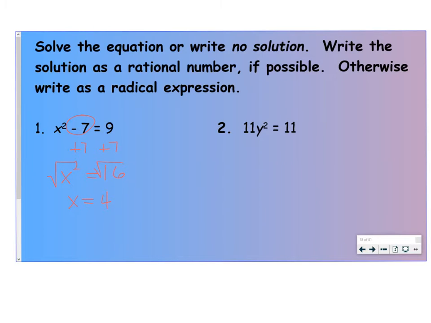So the first thing we're going to do is get rid of this 11. And it's 11 times y squared. So the inverse of timesing by 11 is going to be to divide by 11. We're going to do that on both sides. That gives me y squared is equal to 1. And then you would do the square root of both sides. You'd get y is equal to positive 1.